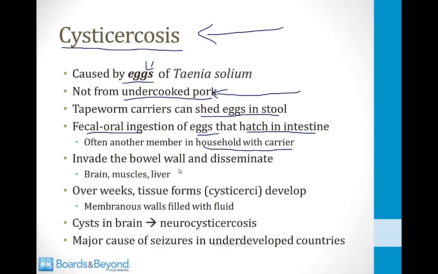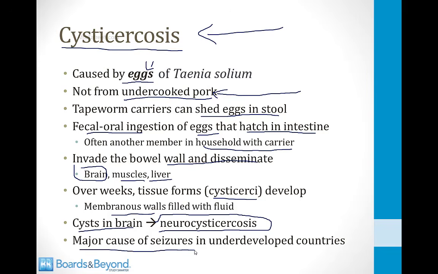Once the helminth gets into your bowel, it can invade the bowel wall and disseminate, and it can travel to muscles and liver, and it especially likes to travel to the brain. We'll talk about that in a minute. Over a few weeks, the tissue forms of Taenia form. They're called cysticerci, and these are little membranous walls filled with fluid. And classically what you get is something called neurocysticercosis, where you get multiple cysts in the brain. And in underdeveloped countries, cysticercosis in the brain is a major cause of seizures. And one high-yield thing to know about this is if you hear of someone from an underdeveloped country who has seizures, one thing you should think about is that they may be infected with this helminth.